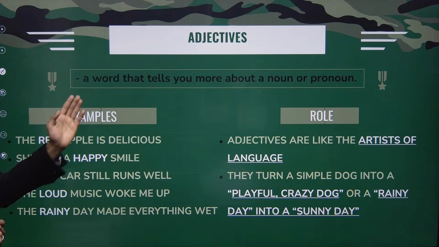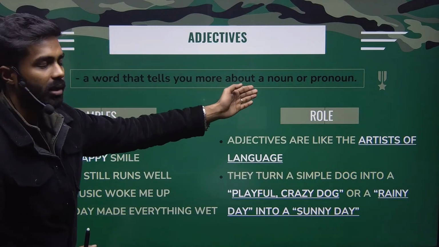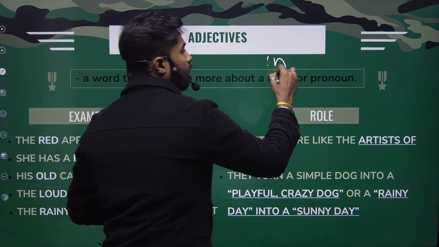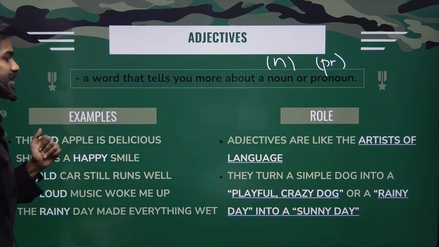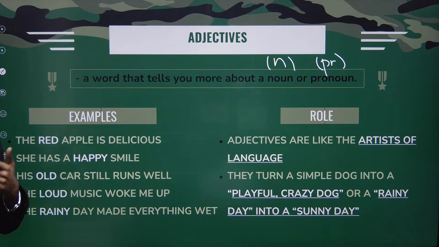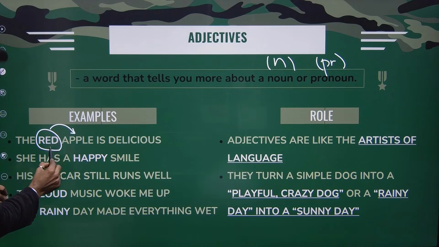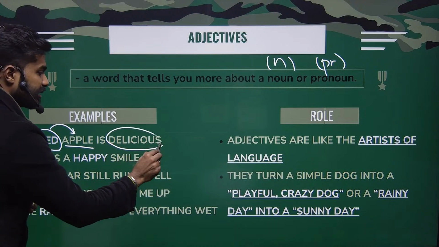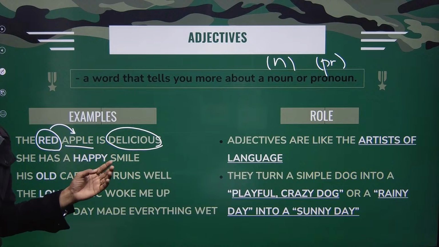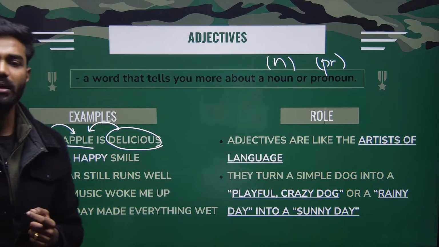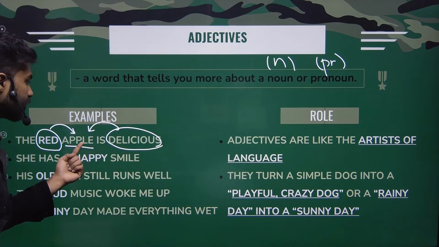What are adjectives again? A word that tells you more about a noun or pronoun. Again, a word that tells you more about noun or pronoun. Clear? Example. The red apple is delicious. What do you mean by the red apple is delicious? See, red is my adjective. Why is it an adjective? This is giving an extra detail or information about the apple. And also delicious. This is also my adjective. Why? How is the apple? How is the apple tasting? It is tasting delicious. So I can call these as my adjectives. Why? It is giving extra information to my noun.